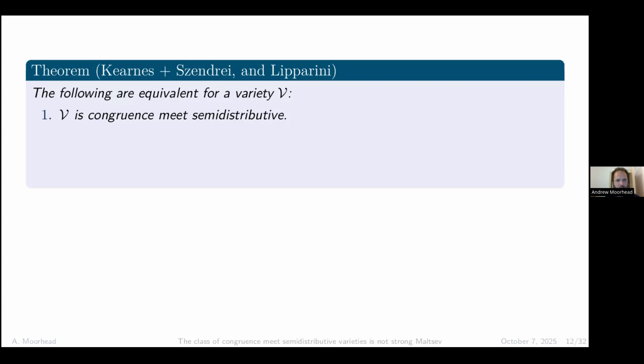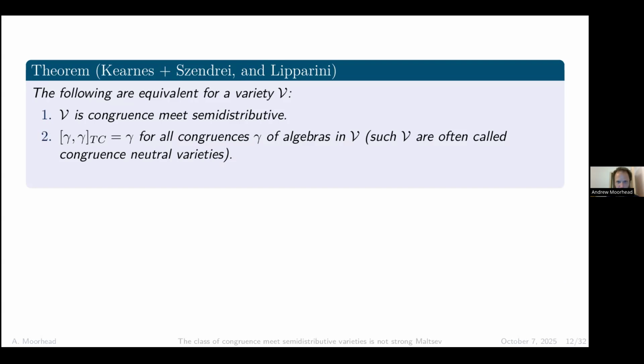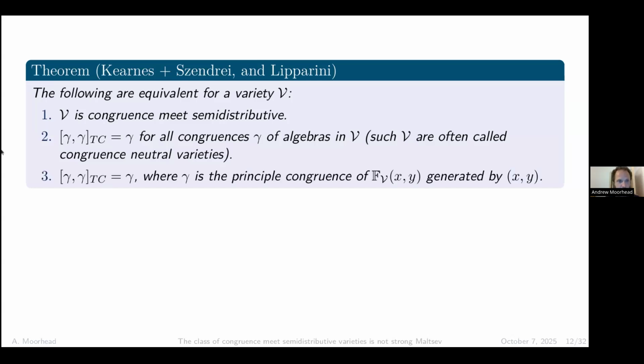So Kearns and Szendrei and Lipparini independently showed that the following are equivalent for a variety V. 1, the variety is congruence meet semidistributive, and 2, across the variety, for all congruences of algebras in V, the commutator is as big as it could possibly be, which in this case, if we're evaluating both arguments at gamma, we produce again gamma. And the third condition is that actually, if this is holding across a variety, we really only need to check that the second condition holds for the principal congruence of the 2 generated free algebra generated by the pair x and y.